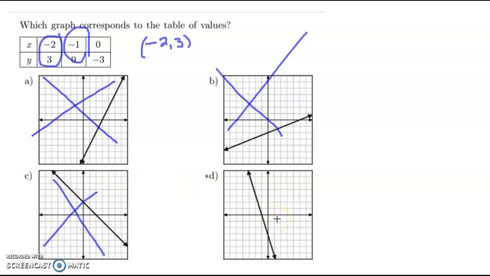Let's double check D. (-2, 3). I go to the left 2 from the origin. I go up 3, 1, 2, 3. I'm on the graph. Looks like a good start.